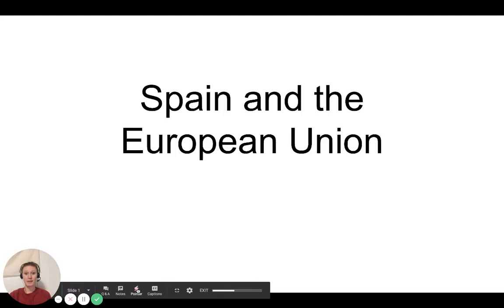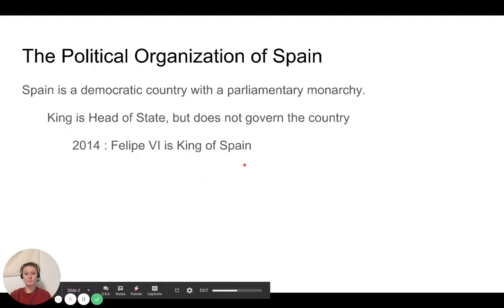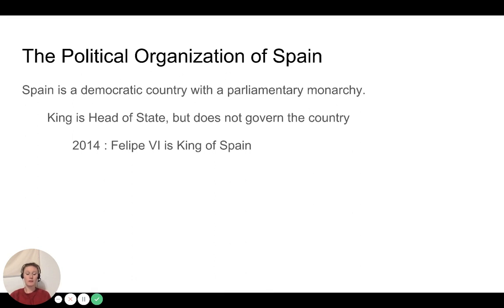Spain and the European Union. The political organization of Spain. Spain is a democratic country with a parliamentary monarchy, which means the king is head of state but does not govern the country. In 2014, Felipe VI is King of Spain.